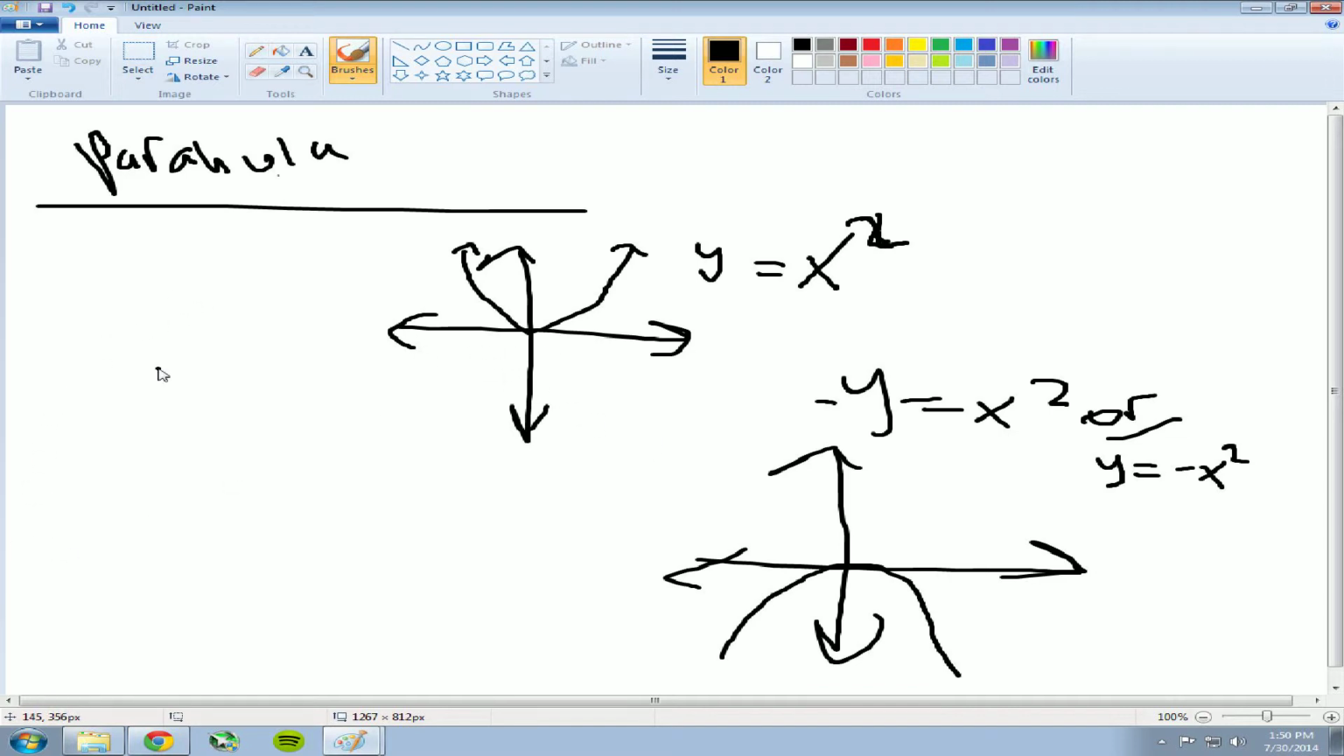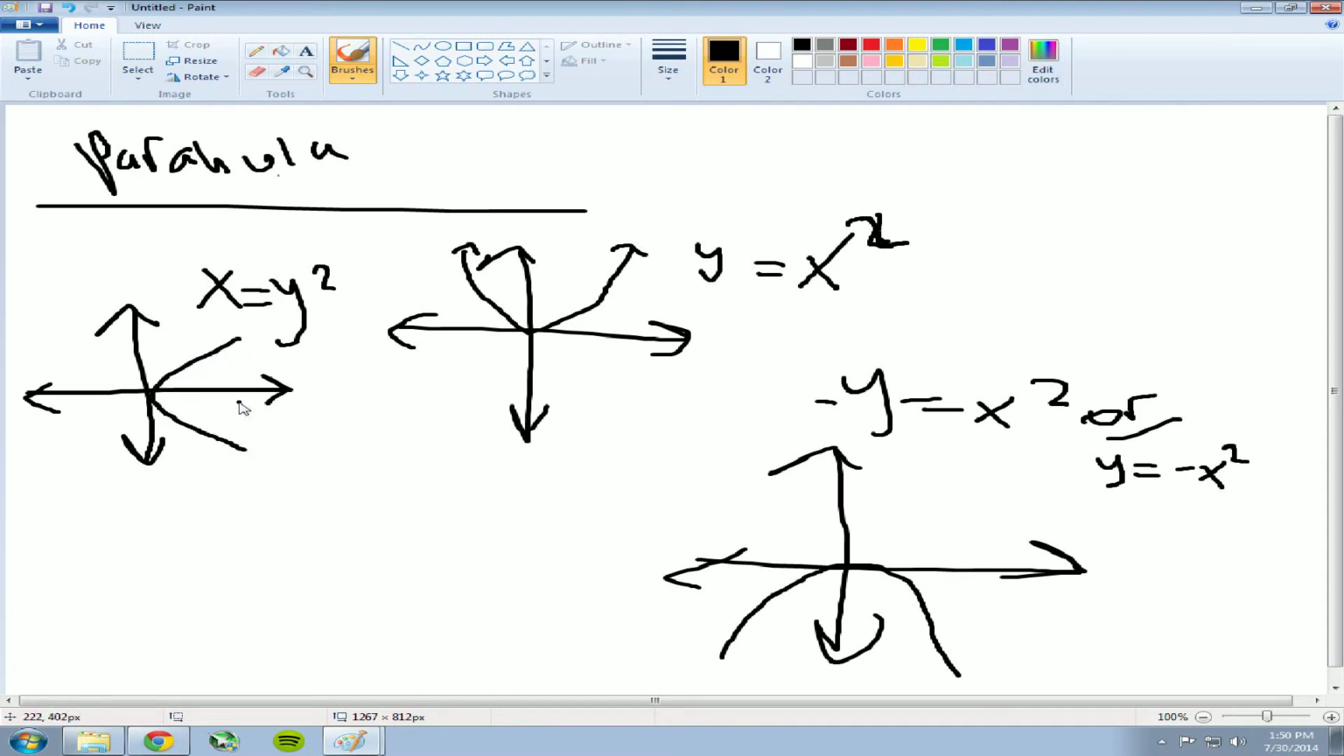Next we have x equals y squared. It's positive, so it's going to go in the positive direction, like this. 2 y's for every x. And negative x equals y squared, or x equals negative y squared, is going to go in the opposite direction.